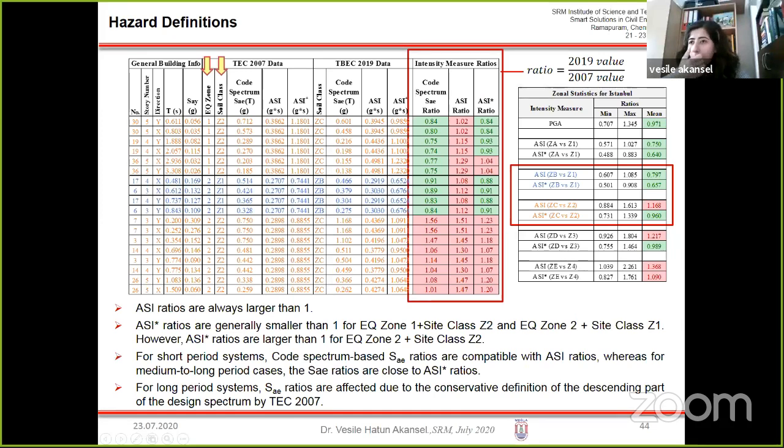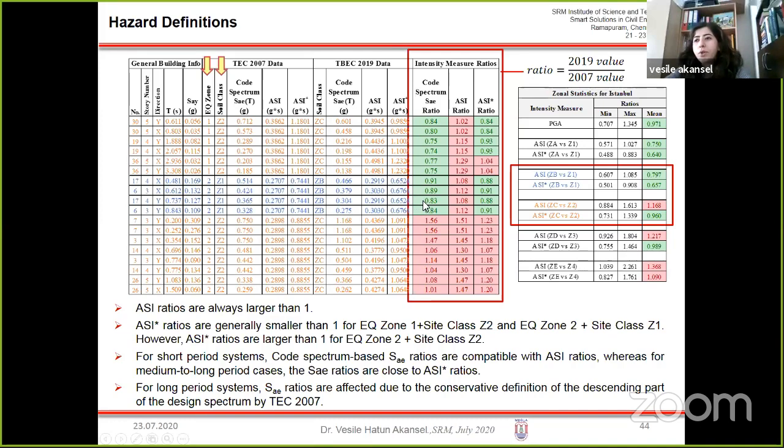So we have created our SDOF. We have created the ASI and ASI modified for each structure considering their location, because in the new earthquake code, the location is important, and the seismic hazard map gives you a different spectrum for the structure. So we have calculated the ACI and ACI modified parameters by considering the previous earthquake code and the new one. And then we check the intensity measure ratios, okay?